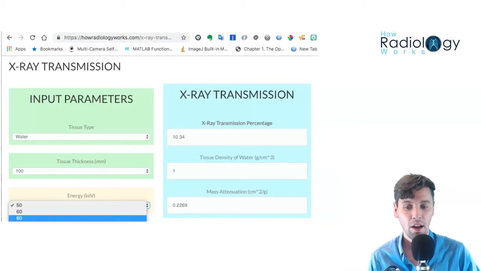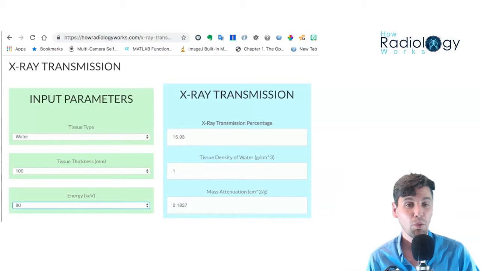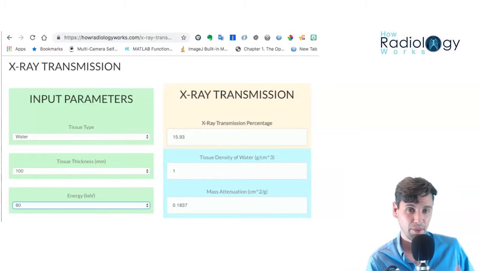So if I go to higher keV, we now have 50% more. So 15% total. We went from 10% to more than 15%. So an increase of 50% in terms of the amount of X-rays that are going to be making it through that amount of water. So that's the first thing that we're learning here.